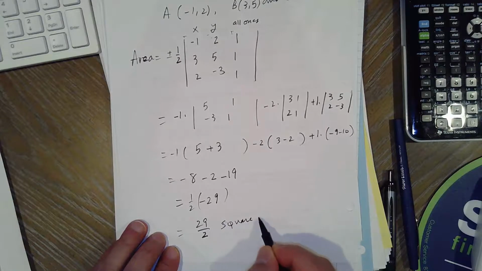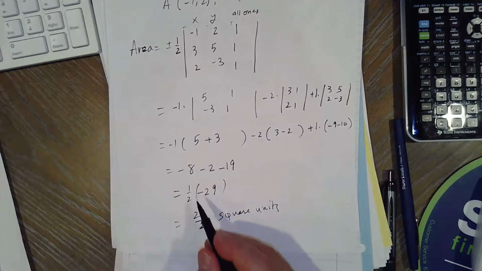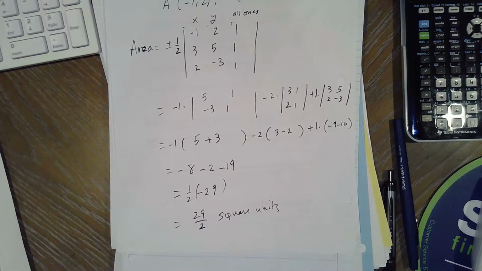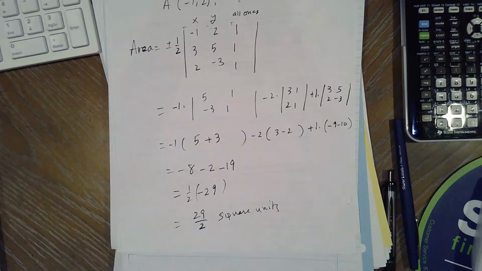What happened to the negative sign? Remember, there's plus or minus, so we're going to put minus negative, which is a plus, so we can get an A. And that's it for 10.6. Until 10.7, see you then.